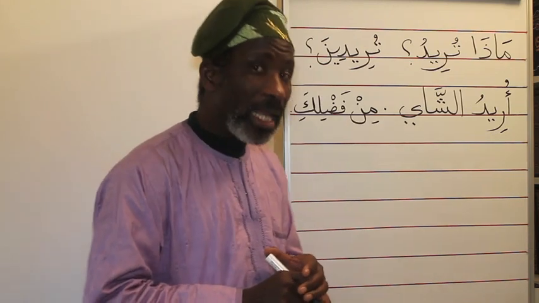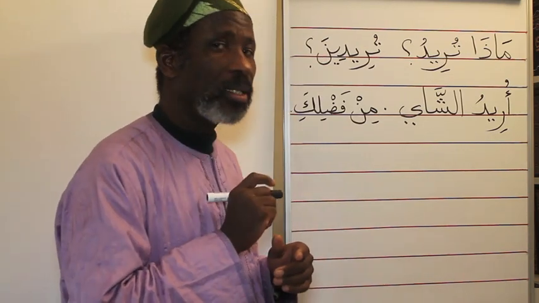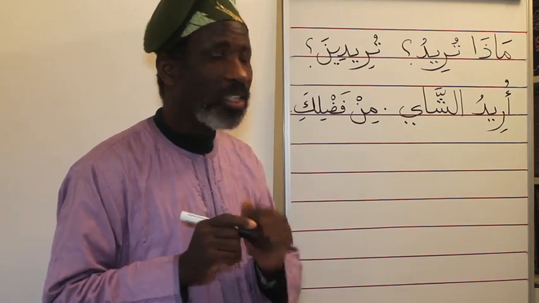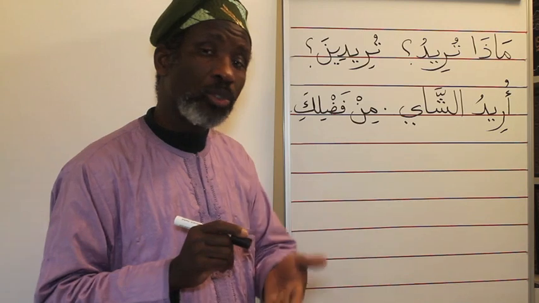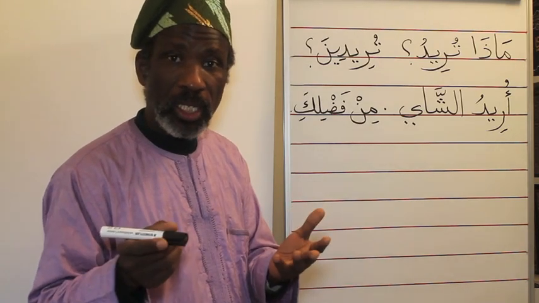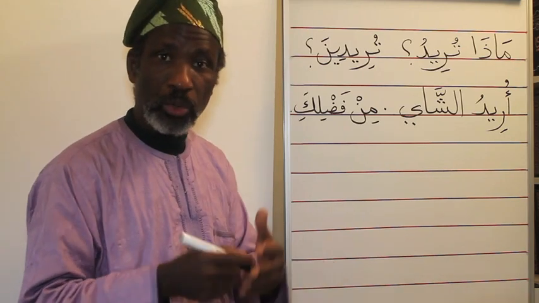Do you like tea or would you like tea? How do you say that? Would you like tea? Remember we did it before, hal. So you can say, hal turidu shai. Do you like tea? Do you want tea? Would you like tea? Hal turidu shai? Hal turidu kahawa?